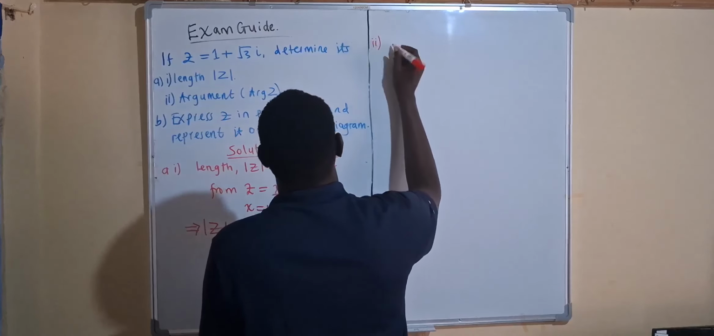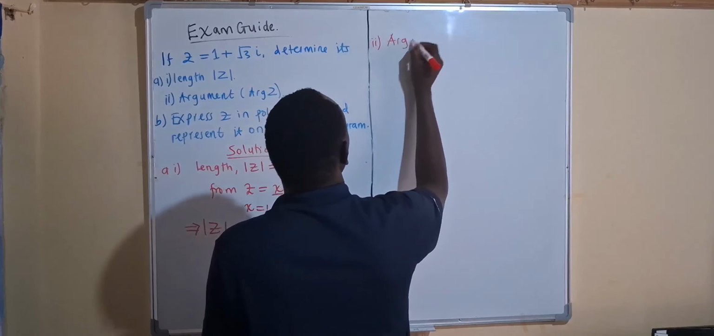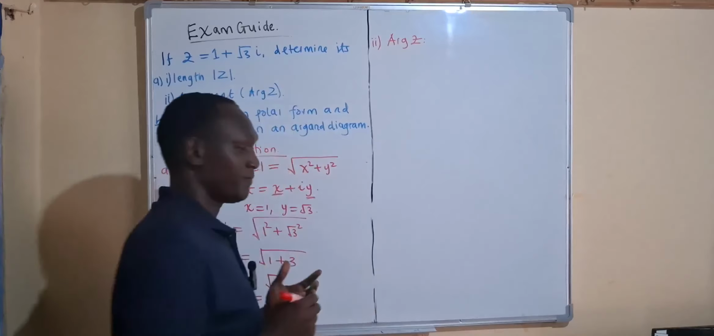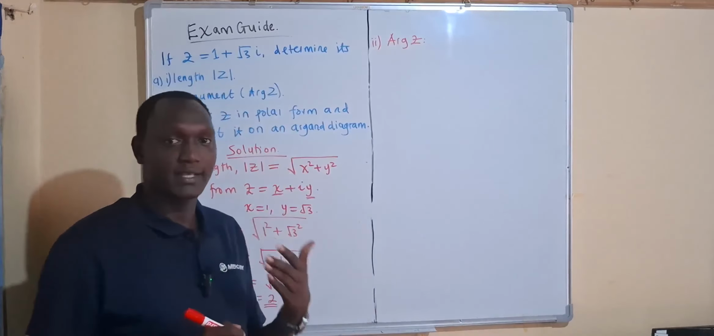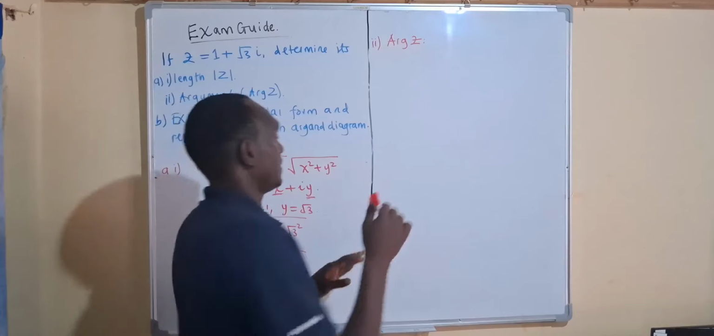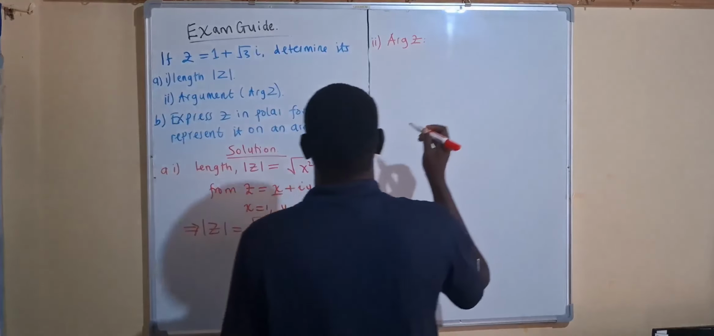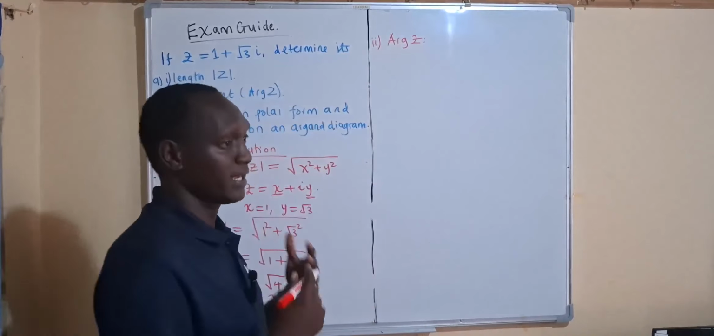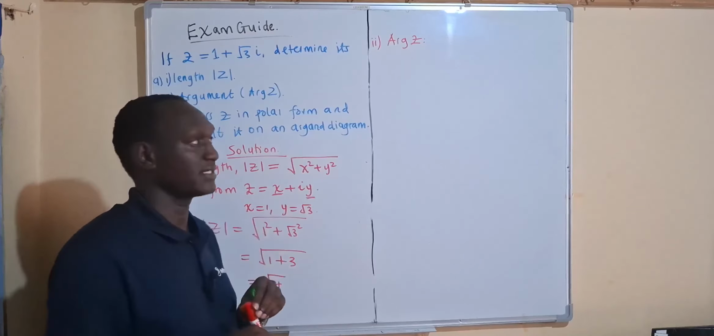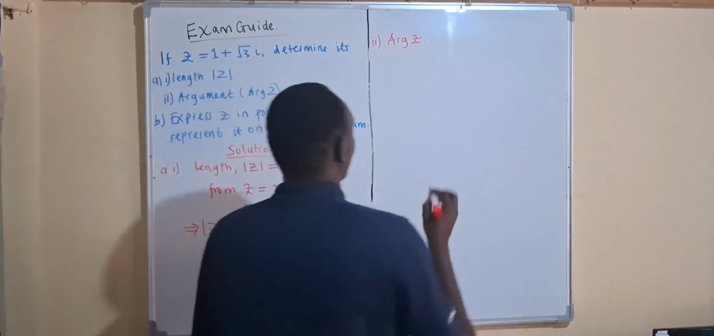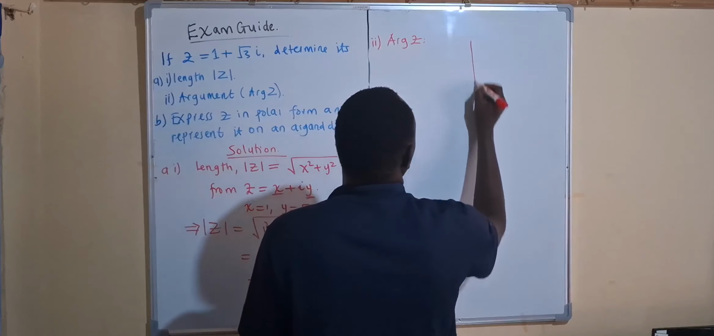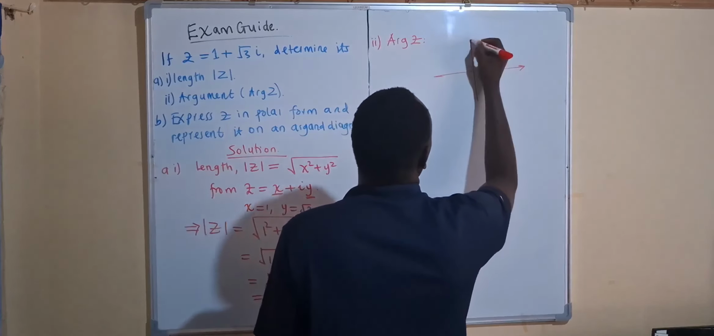Part 2 is asking for the argument. Argument of z. What is an argument? Argument is the angle that the complex number makes with the positive x-axis. And the best way that we can take the angle from the positive x-axis is for us to sketch this complex number on the Argand diagram. So on sketching it, I will have something like this.